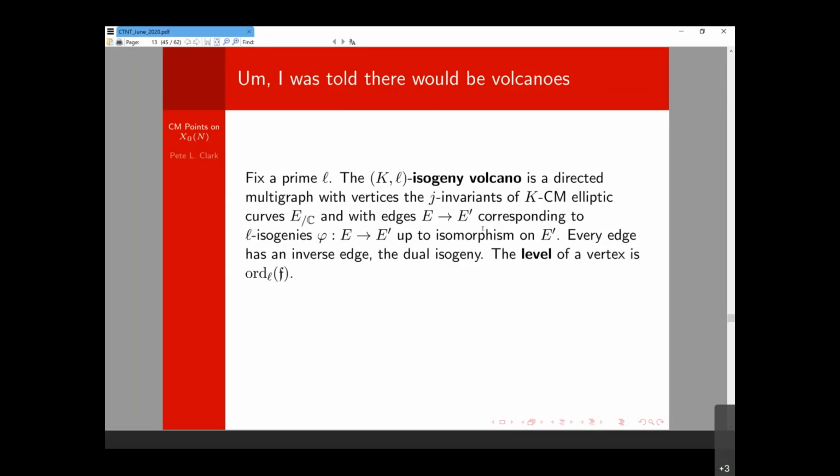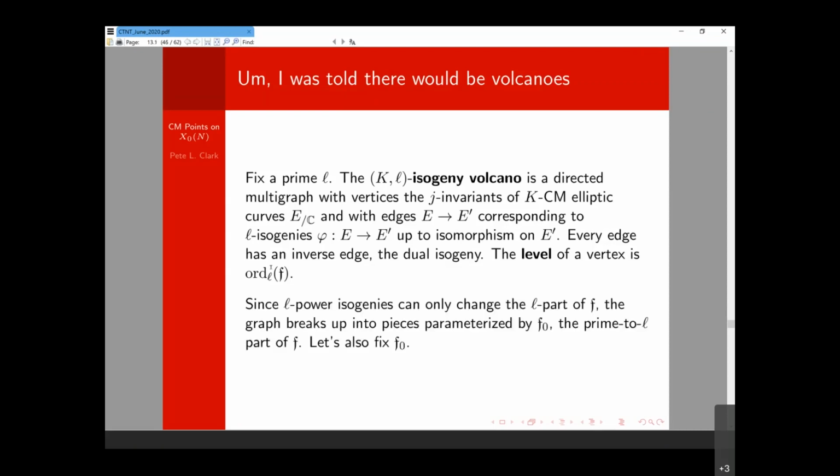This graph is stratified. The vertex set is partitioned into a bunch of subsets indexed by the non-negative integers, and those are called the levels. So for any vertex, you just record the power of L that divides the conductor. That's a non-negative integer, and you call that the level. One thing is that the L-power isogenies can change the conductor, they definitely can, but they can only change the L part of the conductor. So if you're studying this volcano, it's going to break up into pieces, which are parameterized by the prime-to-L part of the conductor. You may as well fix that as well.